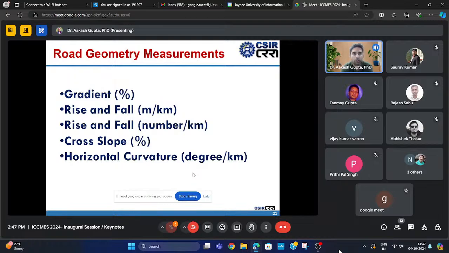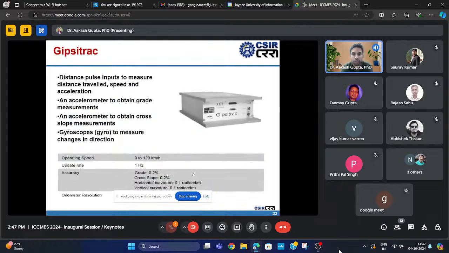These are the road geometric features which we get from this network survey vehicle: gradient, rise and fall, cross slope, and horizontal curvature. This is the Gypsy Track. These are some specifications of it. Gypsy Track can work at a speed of 0 to 120 kilometers per hour. I was saying that the minimum speed for this NSV is 30 kilometers per hour. Basically, below 30 kilometers per hour, the laser sensors will stop working.